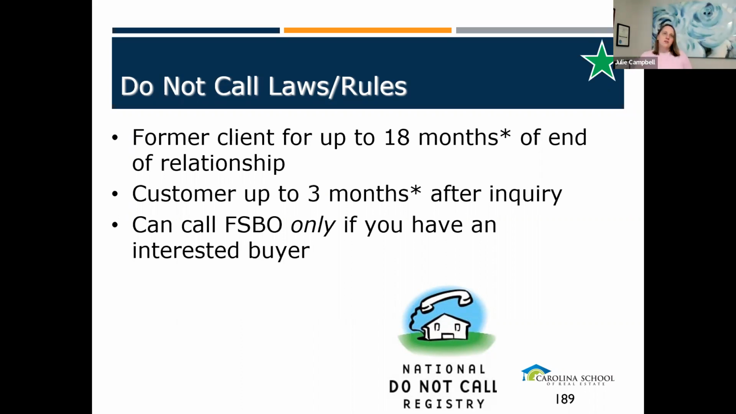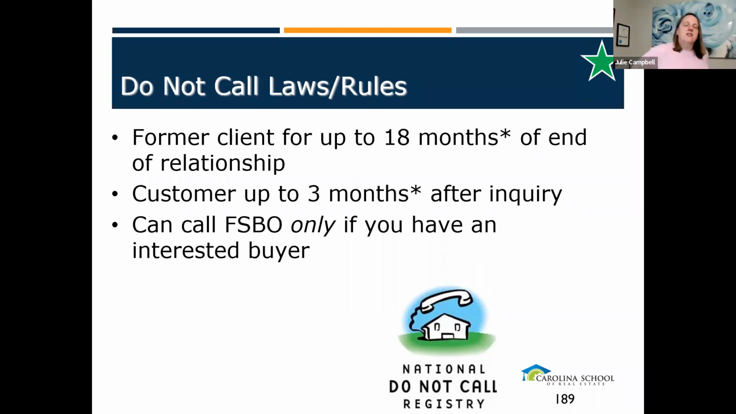If you get somebody's phone number through a soft inquiry, for example, they come into your open house and leave their phone number on your open house registry, or they send you a message through your website and leave their phone number and say, contact me. If you obtain their phone number through a soft inquiry and they are on the do not call list, you can call them for up to 3 months after the inquiry or until they say, stop calling. We've always got to honor their requests.